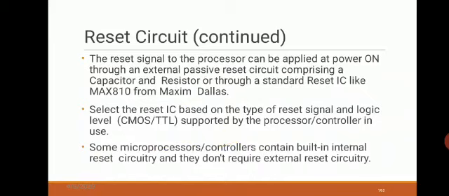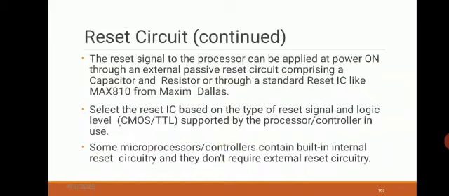The reset signal to the processor can be applied at power on through an external passive reset circuit comprising a capacitor and a resistor, or through a standard reset IC like the MAX810 from Maxim. So there will be an external circuit that gives the reset signal to the processor or the controller, and that circuit will either contain a capacitor and a resistor, or a reset IC already available in the market called MAX810.